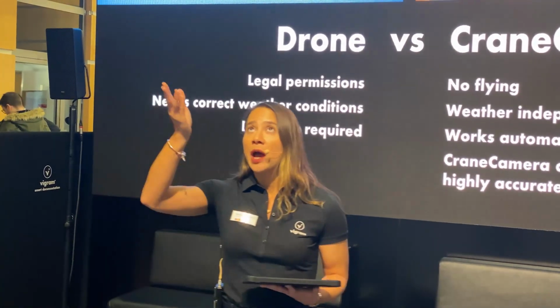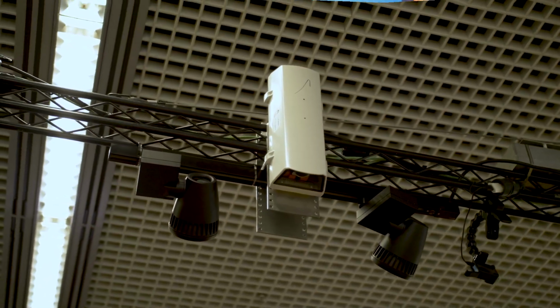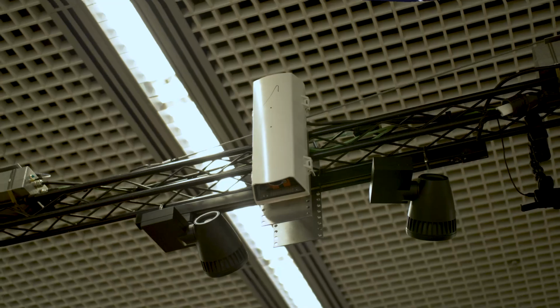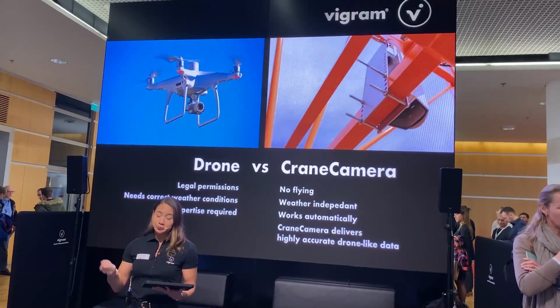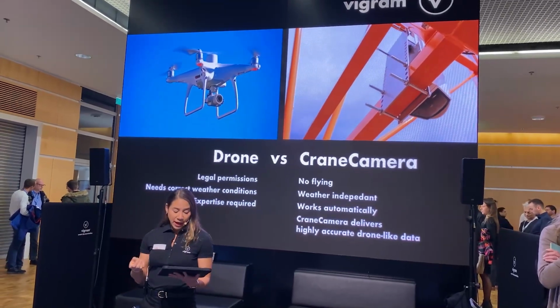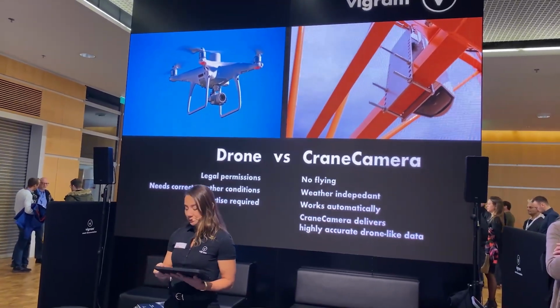But if we have a crane camera, it is installed on the crane jib. The images are collected automatically. It is also weatherproof, works on a daily basis, and the crane camera delivers highly accurate, drone-like data.